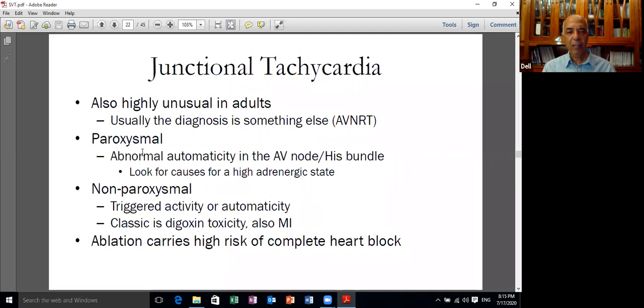It comes in two flavors: paroxysmal, which is usually due to abnormal automaticity in the AV node or the bundle of His. These are usually adult patients in the CCU with sepsis or catecholamine infusion because of hypotension, and the high adrenergic state enhances the automaticity and produces the paroxysmal junctional automatic tachycardia. Or non-paroxysmal, the classic situation for that is digitalis toxicity, but it can also occur in patients with acute myocardial infarction, and it can be due to enhanced automaticity or triggered activity, as we alluded to in the previous year.